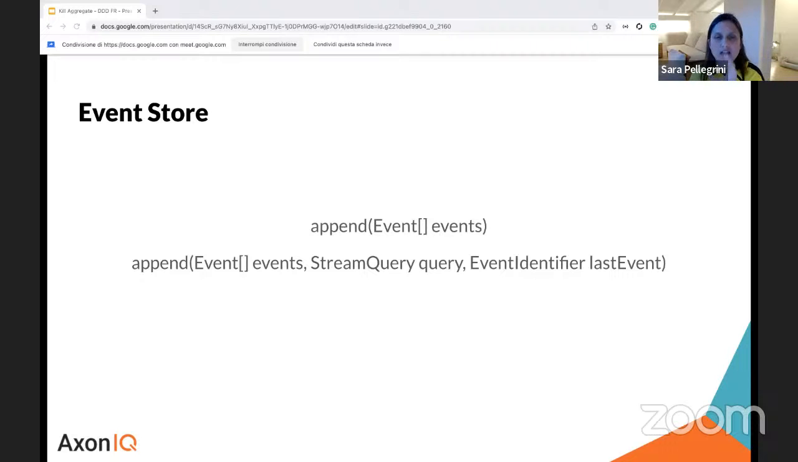So what are these last two parameters needed for? They are used to verify that when I invoke the append, there is no new information that could affect my decision. In other words, they are used to verify that there are no new events matching that query that I used to make the decision, subsequent to the last one on which my decision was based.